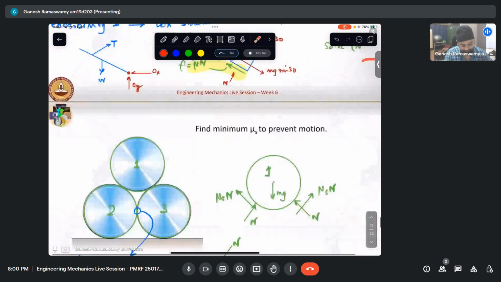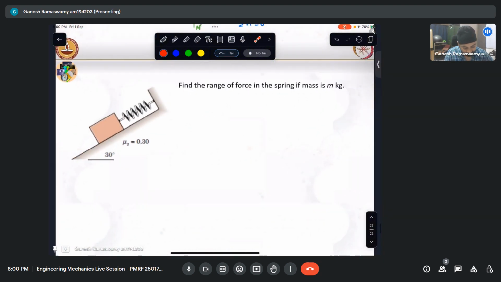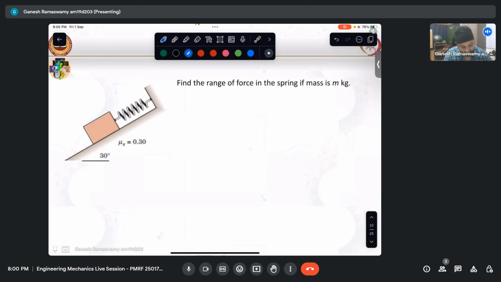Now, I'll just cover this example as the last one. We need to find the range of force in the spring. It could be that initially the spring was like that, and the mass compressed it to bring it to this level, in which case my force will be acting like that. The other possibility is that the spring length is only like this, and the mass has indeed brought it to this position.